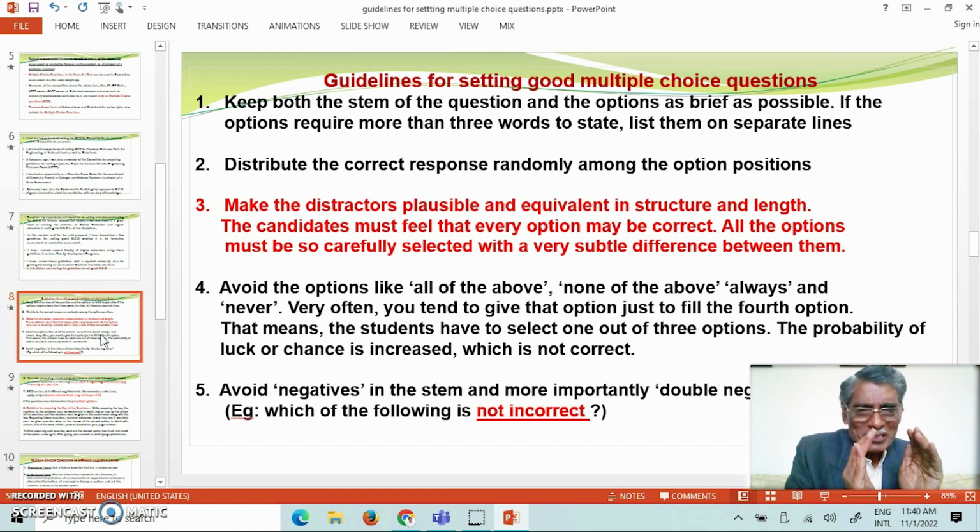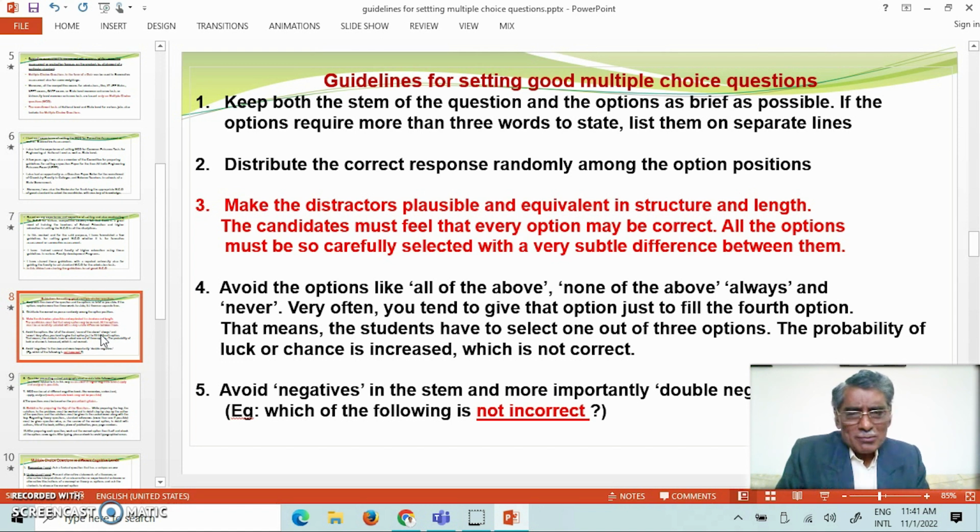The candidates must feel that every option may be correct. There may be 4 options, or in some cases 5 options. The candidates must feel this is correct. Oh, this also appears to be correct. So they must be really confused. Only when they are thorough with the conceptual knowledge, they will be able to select the correct option. All the options must be so carefully selected with a very subtle difference between them. This is very important.